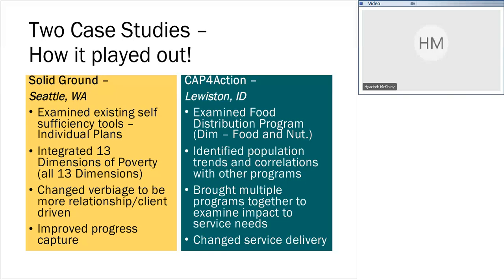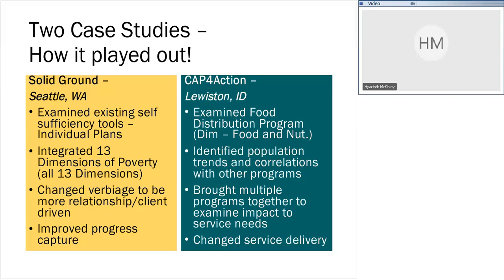And in the end, we ended up with a tool in which we had added the 13 dimensions, but also kept many of the questions required by our funder, HUD, and others, but we also tried to still make those questions a little more supportive of the relationship we were wanting to have with clients. And the tool that we created there is actually going to be included in the toolkit that I'll talk about a little bit more and show you how to get to in a while.